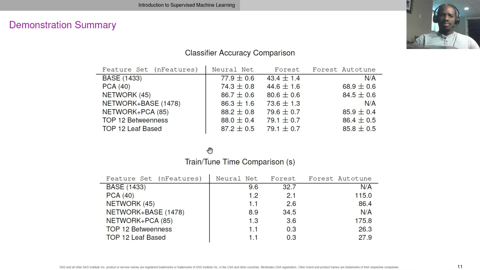In fact, we see that there is generally a direct variation between the number of features we feed to a model and the time it takes to train that model. This is true for both the neural network and the forest models.